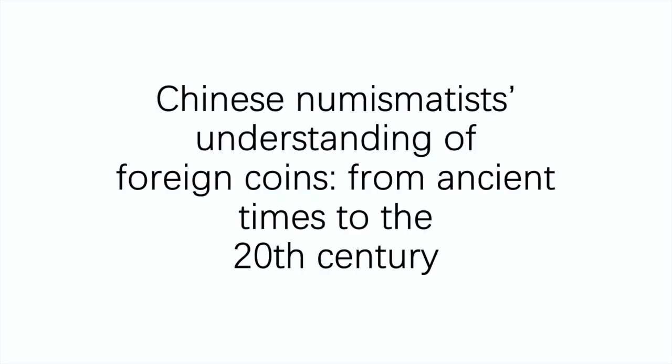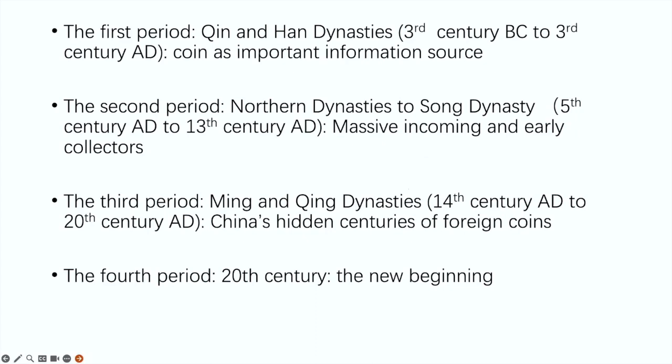My topic is how Chinese numismatics understood foreign coins from the Han Dynasty, though perhaps we can find earlier material before the Han Dynasty. So I divide it into four periods. The first period is the Qin and Han Dynasty, because so far we haven't found any Qin Dynasty foreign coins at a site, but we did find some material culture in that period. So perhaps if we're lucky, in the future we can find some coins, and we definitely can find some Han Dynasty foreign coins in Han Dynasty sites.